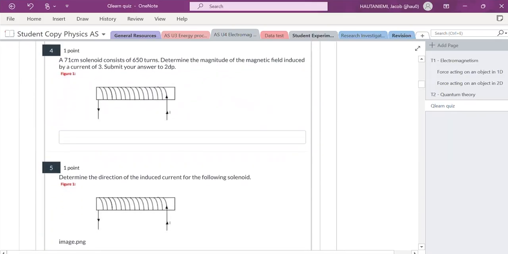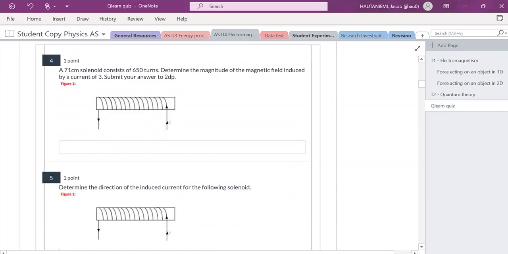Okay, we did a question very similar to this just the other day. A 71 centimeter solenoid consists of 650 turns. Determine the magnitude of the magnetic field induced by a current of 3, and that actually should be 3 amps. So our current is equal to 3. Definitely should have brought my formula sheet with me, I'm realizing now. I might have to go grab that soon.